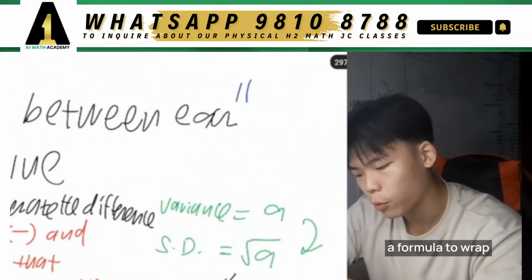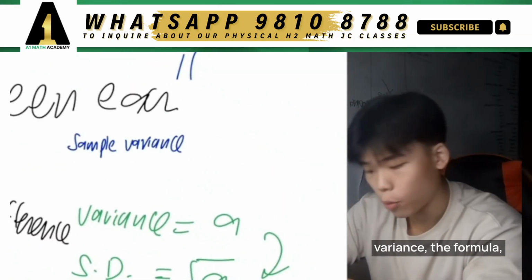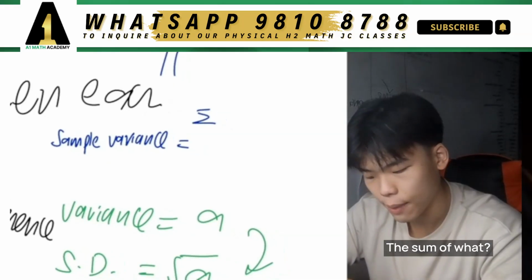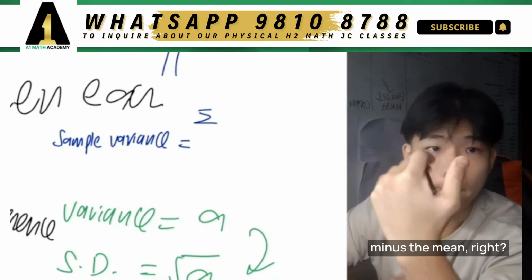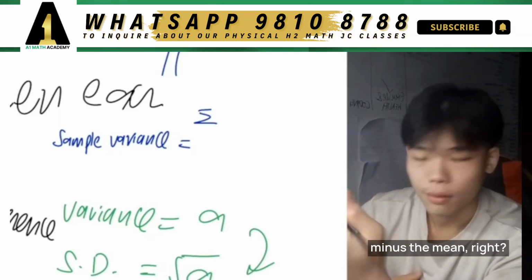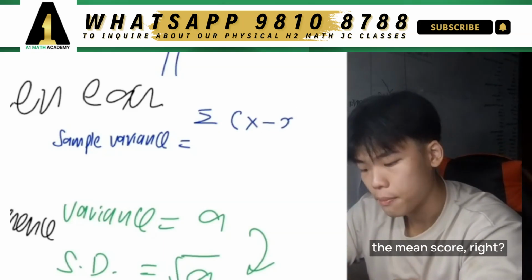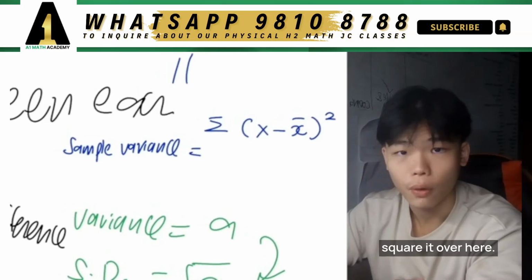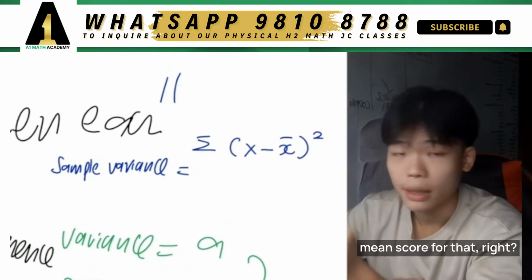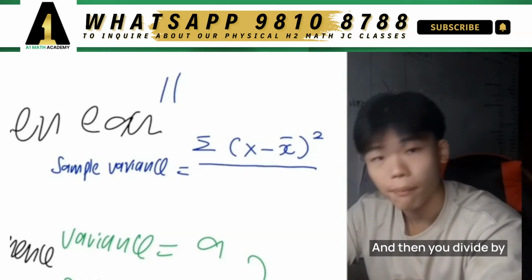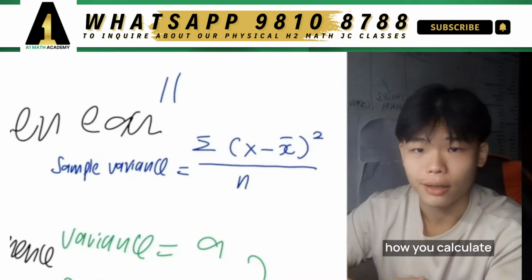So if I could give you a formula to wrap up this fundamental concept, the sample variance formula is just the sum, right? The sum of what? The sum of all the individual values minus the mean, right? So you have all your individual values and then you minus away the mean score, and then you square it. Then you divide by the number of values. So that's basically how you calculate sample variance, right?